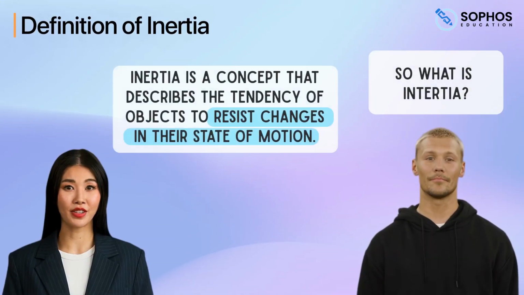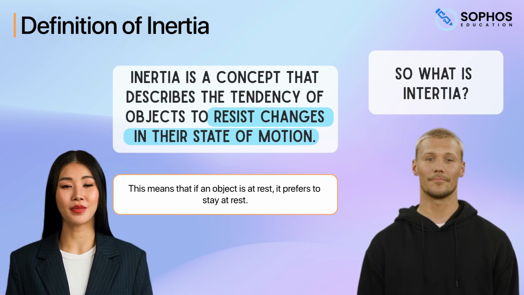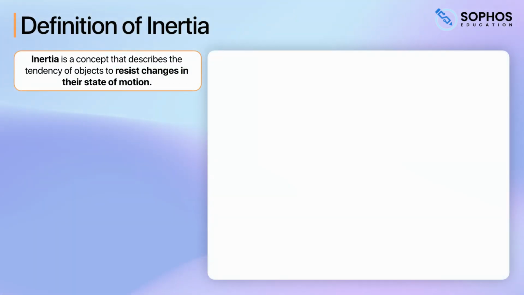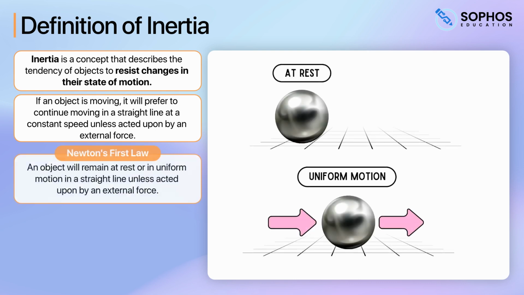Inertia is a concept that describes the tendency of objects to resist changes in their state of motion. This means that if an object is at rest, it prefers to stay at rest. Conversely, if an object is moving, it will prefer to continue moving in a straight line at a constant speed unless acted upon by an external force. This concept is encapsulated in Newton's first law of motion, which states: an object will remain at rest or in uniform motion in a straight line unless acted upon by an external force.